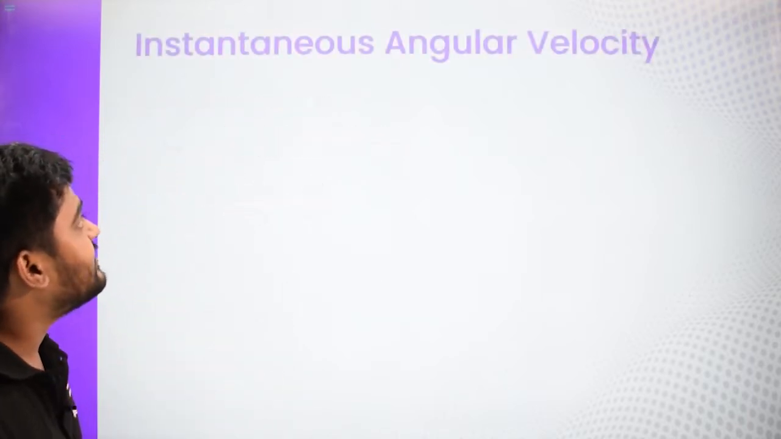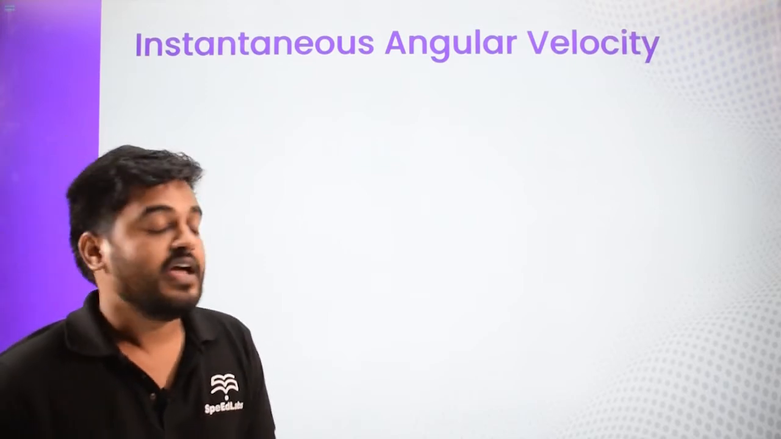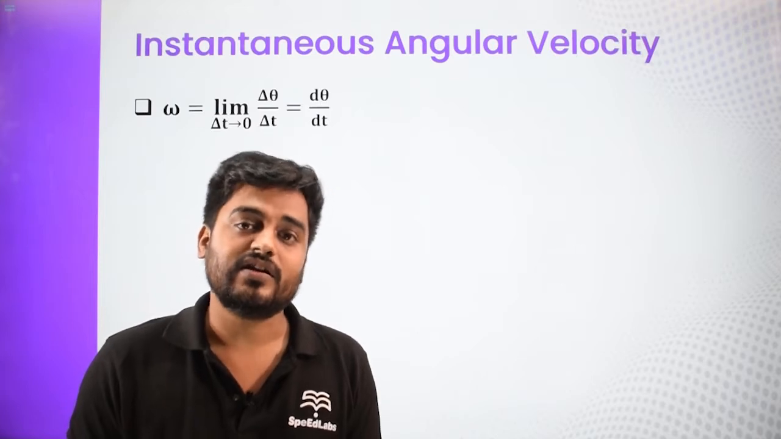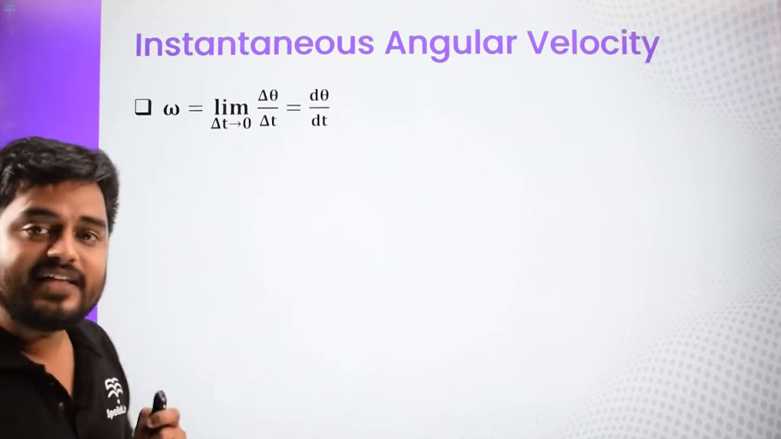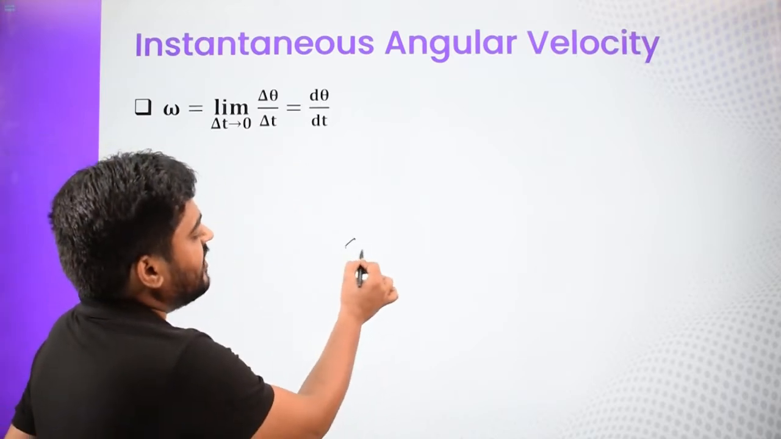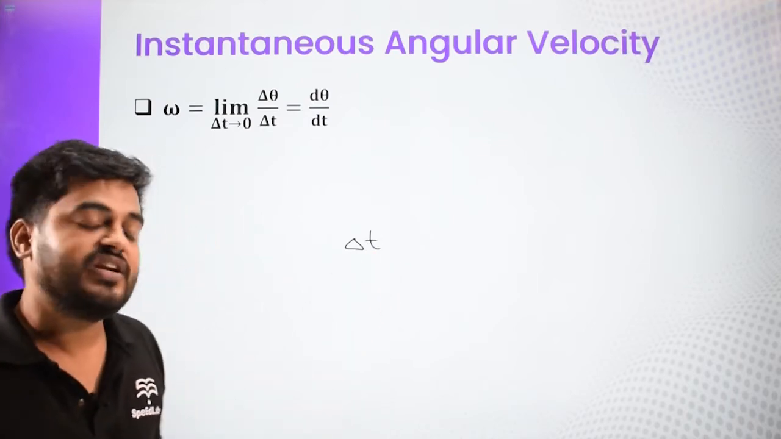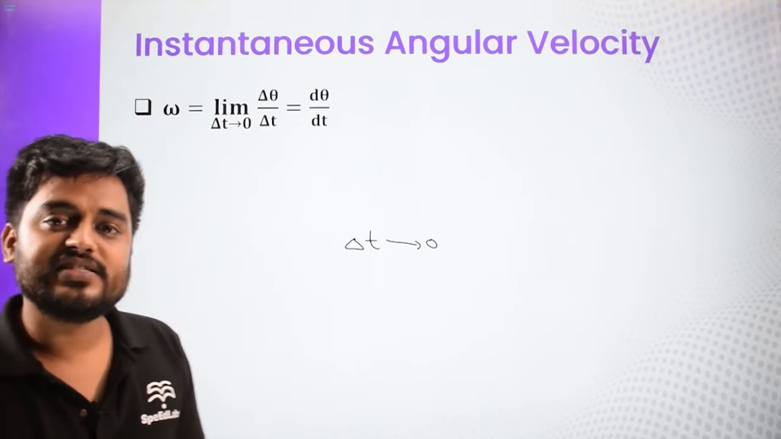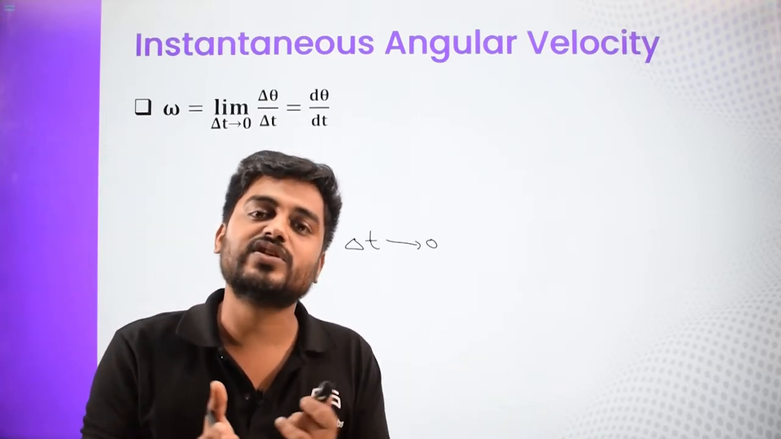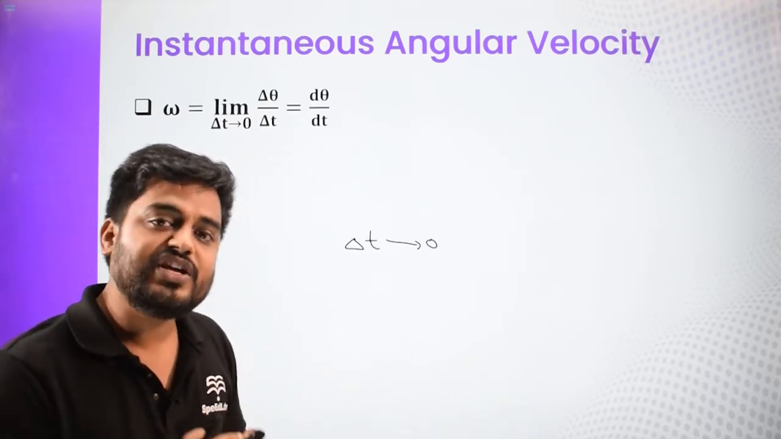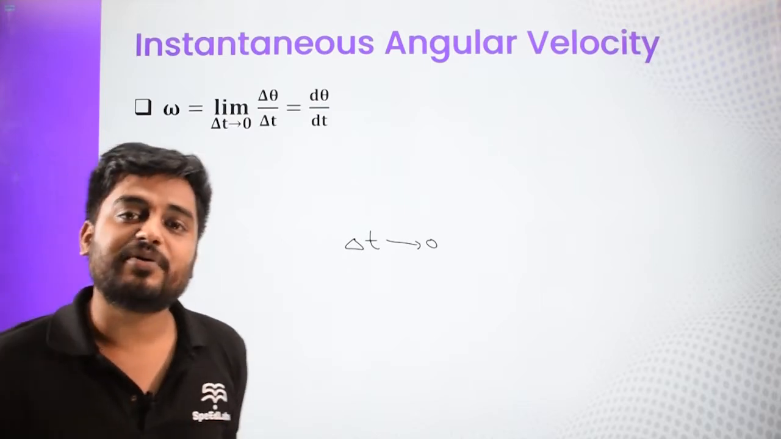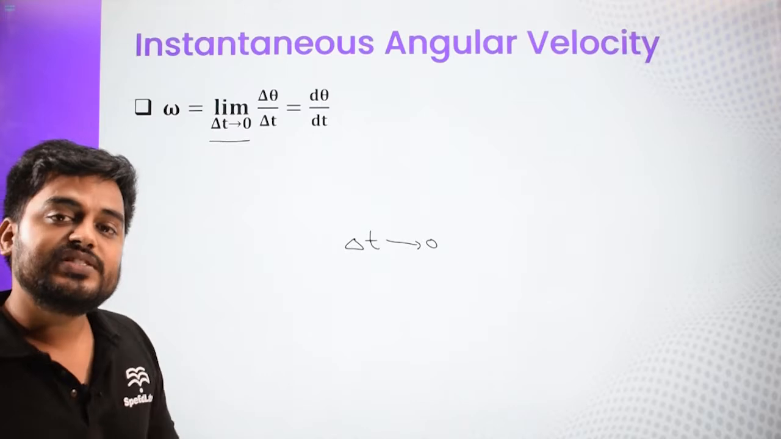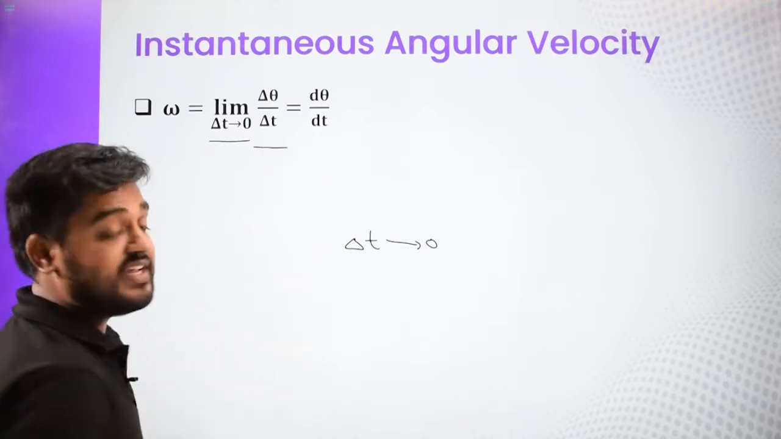Next is instantaneous angular velocity. How do you define instantaneous? It is basically angular velocity at a particular moment. Now to make that a moment, we say that delta t, the time duration, approaches 0. So when the delta t approaches 0, the duration becomes so small that it is similar to just a particular moment. So I will say that it is the average angular velocity as time approaches 0.